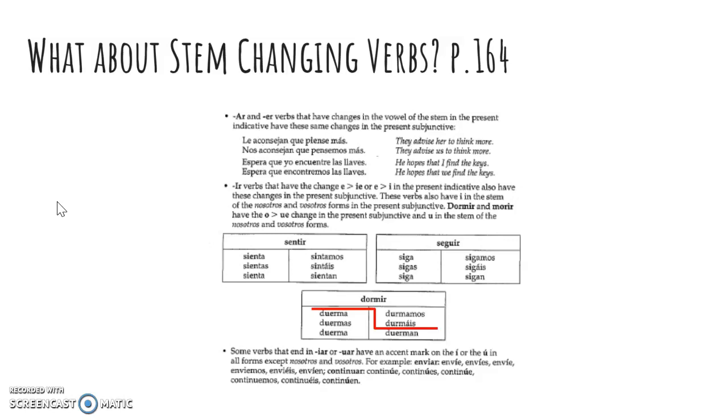Notice that it still follows that boot pattern for stem changing verbs, more or less. It's just that outside of the boot, for example, it does a single letter stem change. So instead of dormamos, it's durmamos with a U. Or instead of sentimos, like it is in present tense, for sentir, it's with an I, just sintamos. Seguir is just an E to I stem changer anyway, so it just does its normal pattern, and it doesn't follow the boot for this one.